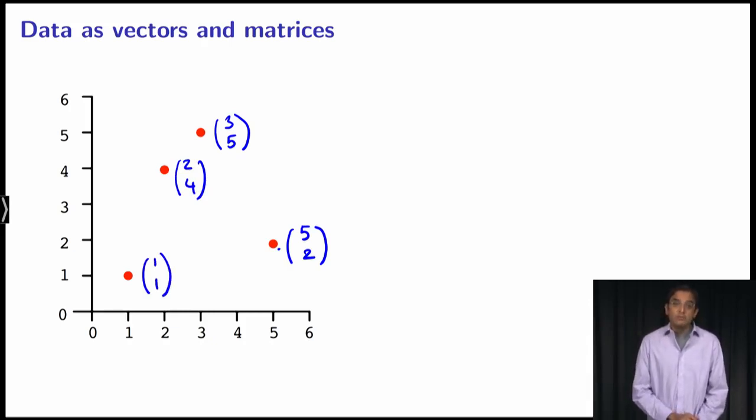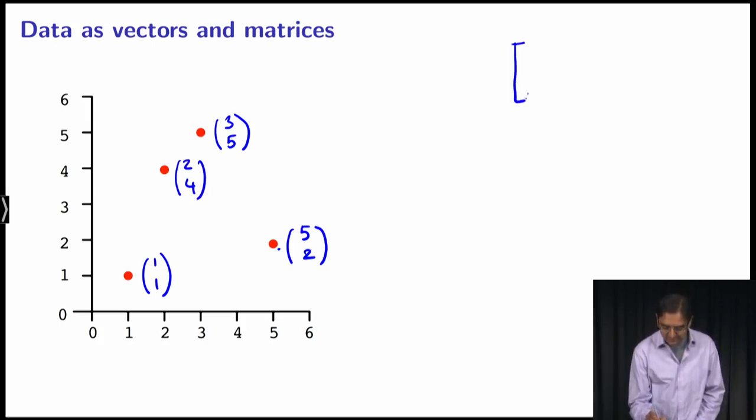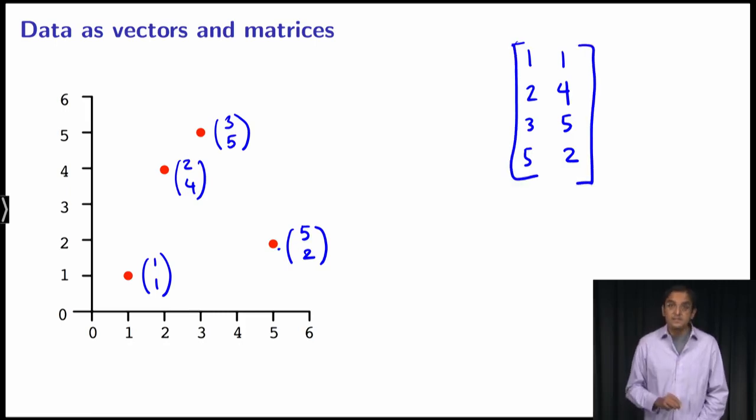We can also represent the entire data set in a single matrix. So for example, we could have a matrix in which each data point is a row. So something like this. 1, 1, 2, 4, 3, 5, and 5, 2. Okay. This could be our data matrix. And it's a matrix with 4 rows and 2 columns, so it's a 4 by 2 matrix.